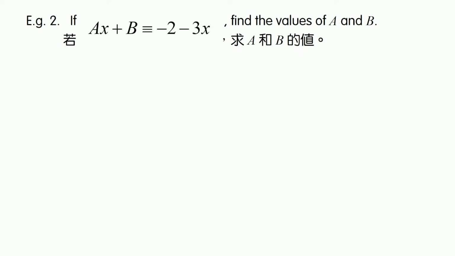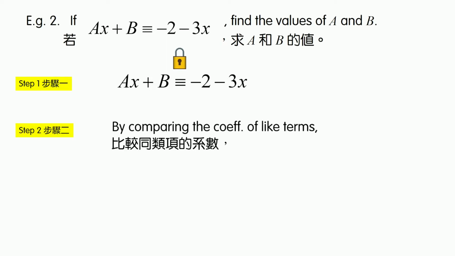Here's the next question. This time, the identity is rather short. Still, we need to do the first step, which is checking whether we can do any simplification. Since there are no like terms in either the left-hand side or the right-hand side, we do not need to do any more simplification and move on to the second step, comparing the coefficients of like terms. You may think a equals -2 and b equals -3. This answer is wrong. Let us look at this clearly.